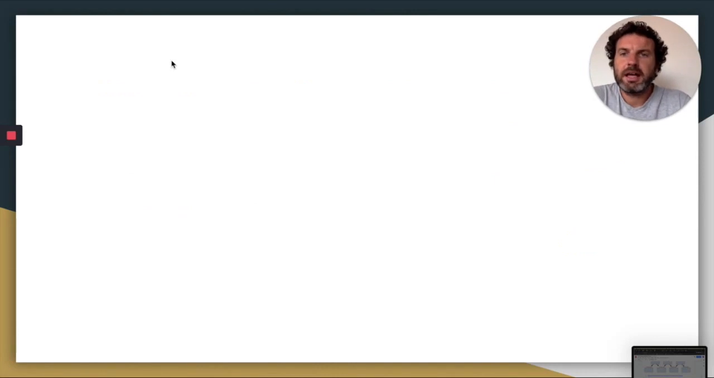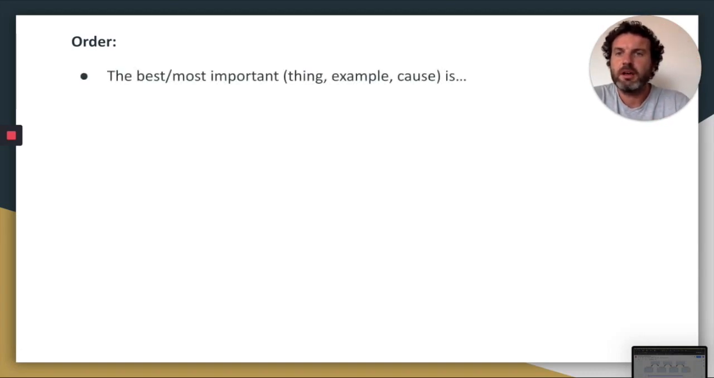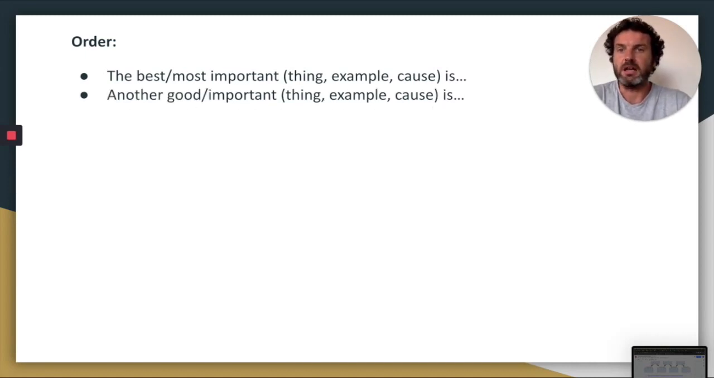Okay, so now let me give you some more examples of some other transitions that we can use. So we can have these transitions of order, which basically show the sequence of things that we're talking about. So we can say the best or the most important thing or example or cause is. We can say another good or important, whatever it is we're talking about, is. And then we can say finally. So this helps the readers to see the order of the ideas that we're talking about.